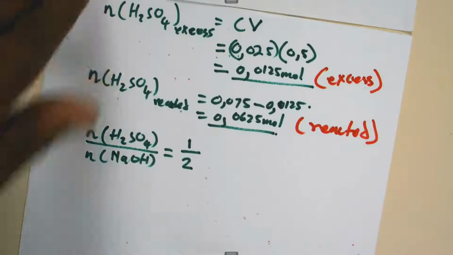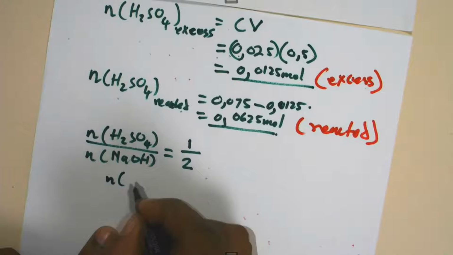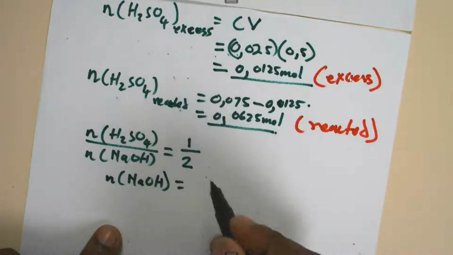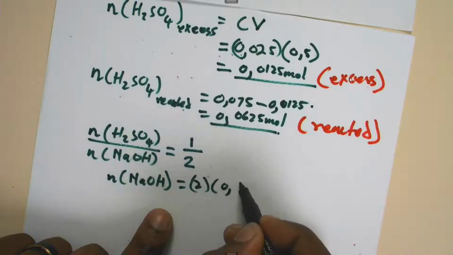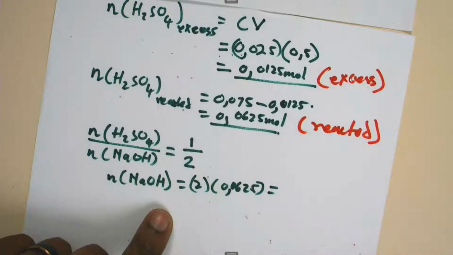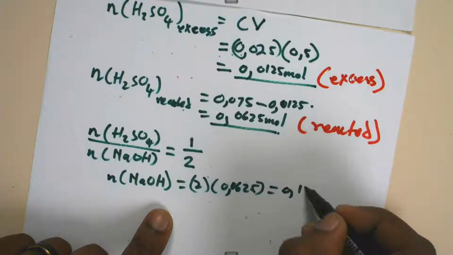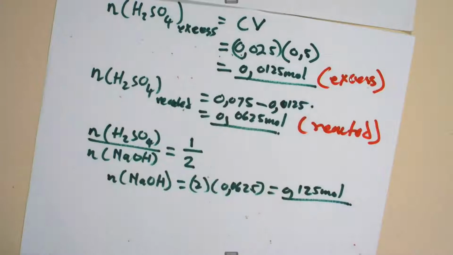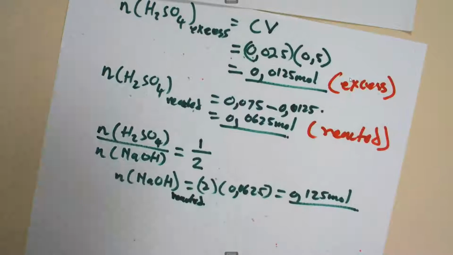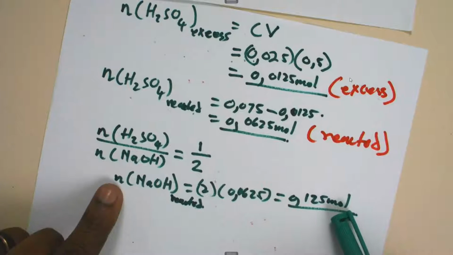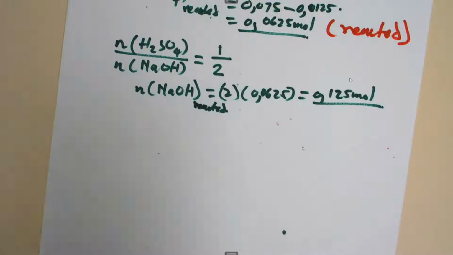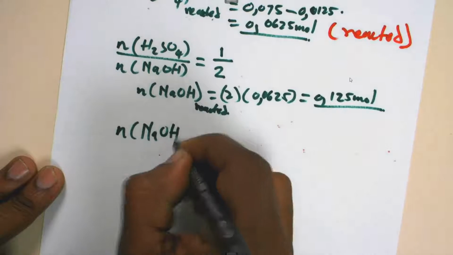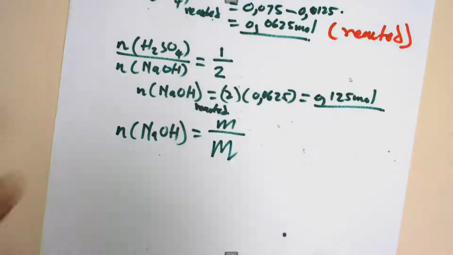Then I can say, for me to get the number of moles of sodium hydroxide, I will just multiply that 1 by 2, then I will get 0,0625, which is just equals to 0,125 mole. So this is the number of moles of sodium hydroxide. This is the number of sodium hydroxide moles that has reacted with the sulfuric acid. But now that I have the number of moles, it becomes very easy for me to get the mass, because I have a good relationship: when I have the number of moles of sodium hydroxide, it's easy for me to link it with mass and with its molar mass.